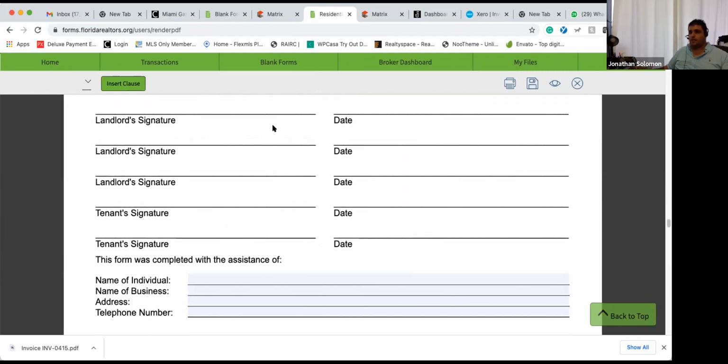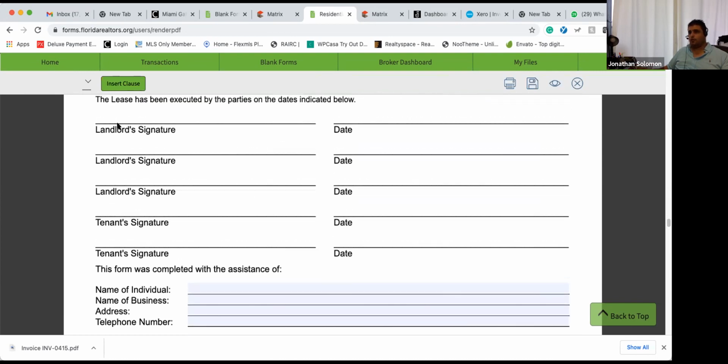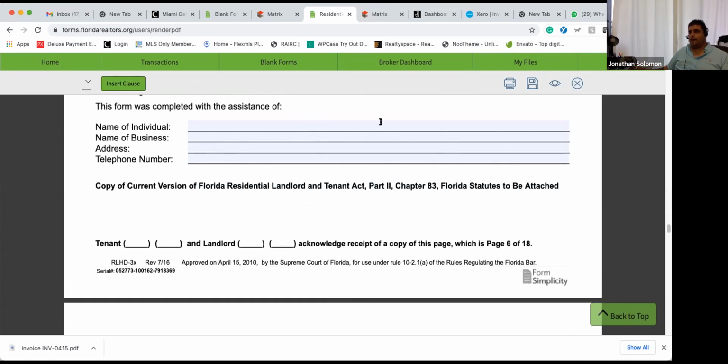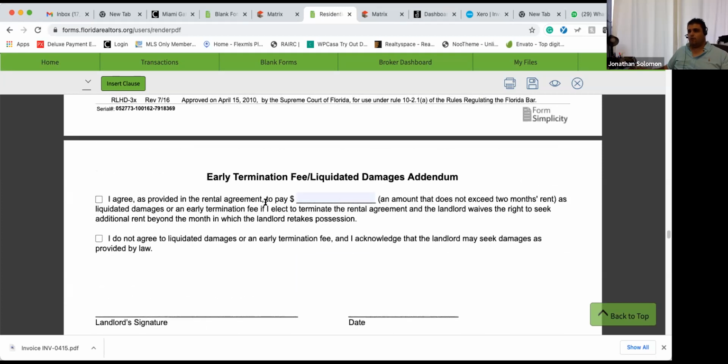The signature section, the landlord signature, the tenant signature. Pay attention here. We have three sections for three different landlords to sign. Single property, single family home, I guess it's more common to have more than one landlord. So that's why we have that. And of course, your information right here as the person who prepared this document, to have your full name, your brokerage name, address, telephone number, very important to have it.